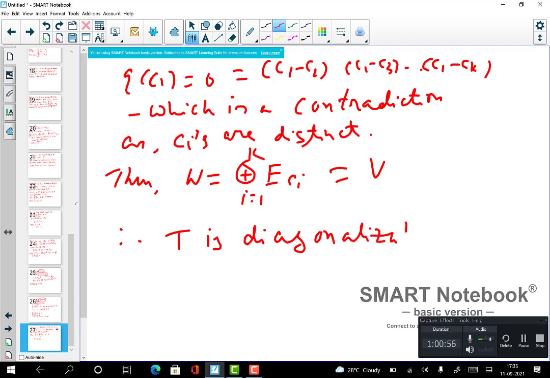This proof is a very critical proof, but I assume that you understood it. Otherwise, we will discuss it in the live class. Okay, I will stop here.